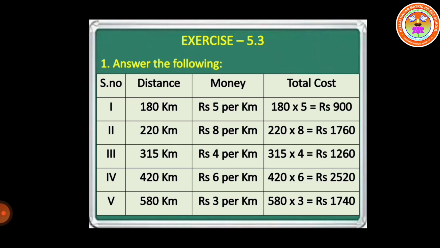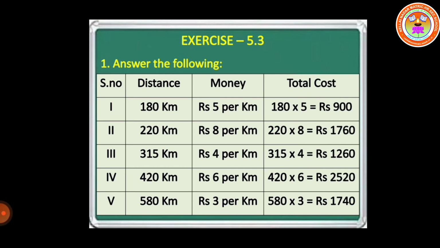Per kilometer means for 1 kilometer they gave the amount. We have to find the total amount. That means total kilometer can be multiplied by the amount. See the first one. 180 kilometer and rupees 5 per kilometer. So multiply 180 and 5 to get the total cost. So we get rupees 900.